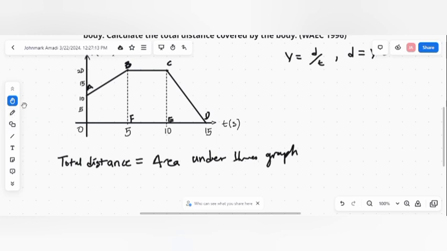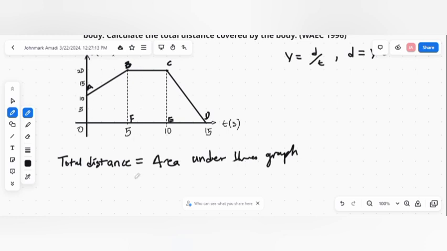So the first shape you can see here, OABF. Do you see that shape? OABF. This is a trapezium. A trapezium is a shape that has two of its sides parallel. So you see OA is parallel to BF. This is a trapezium.